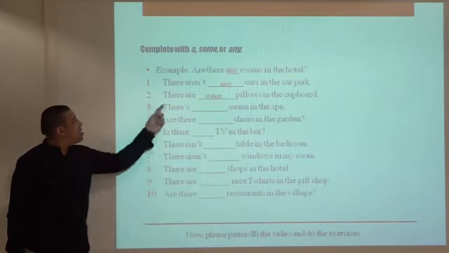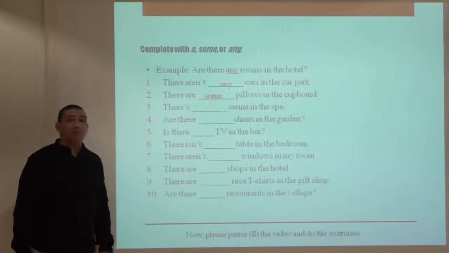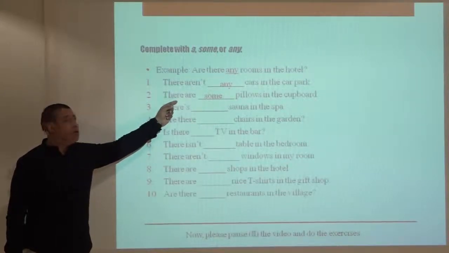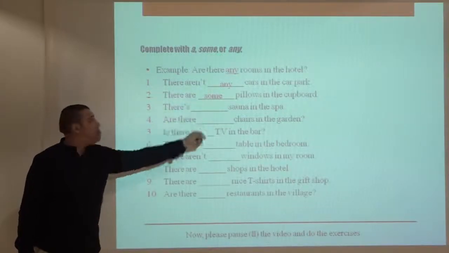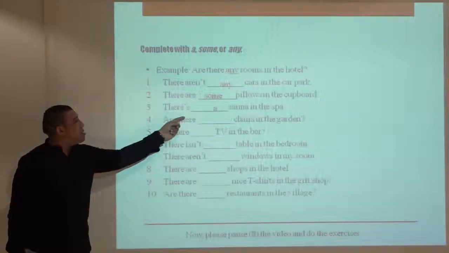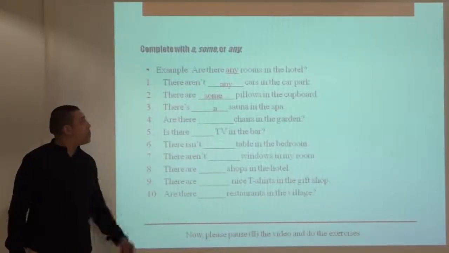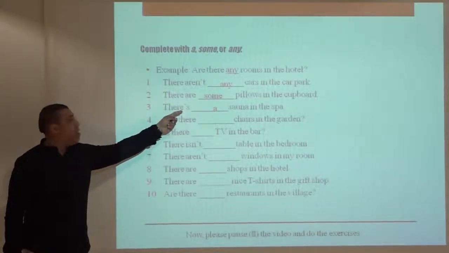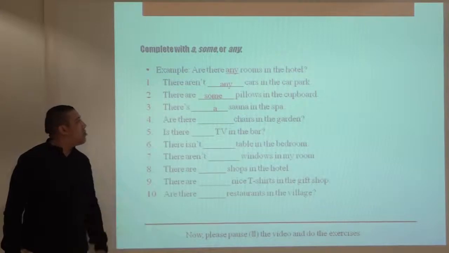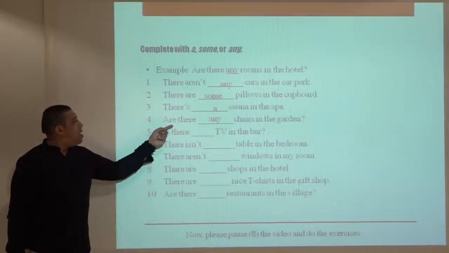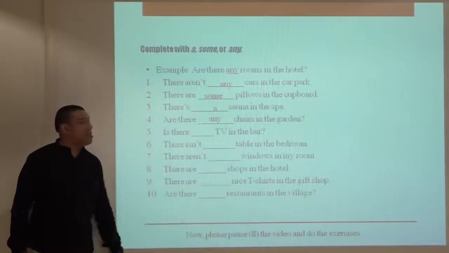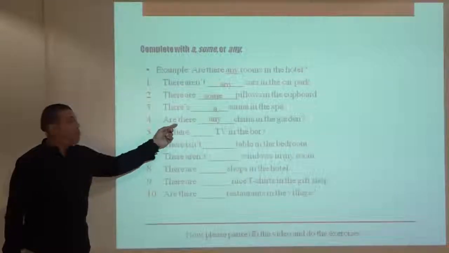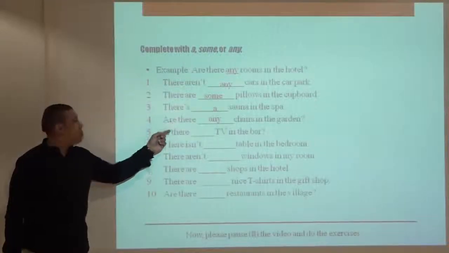Question 2. There are some pillows in the cupboard. We use some here because the sentence is plural, so we use some. Question 3. There's a sauna in the spa. We use a here because the sentence is in singular form. Question 4. Are there any chairs in the garden? We use any here because it's a question form and it is in the plural form.